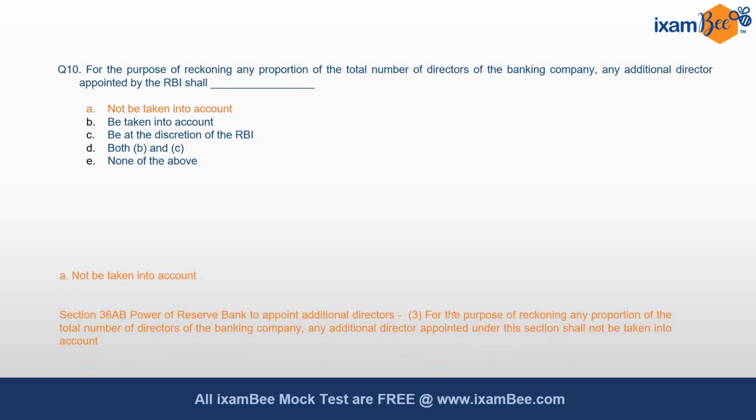So basically जो भी additional director appoint करेगी RBI as per the powers which have been vested to the RBI under section 36AB, so उस additional director को consider नहीं किया जाएगा for the purpose of reckoning the proportion of जो भी total number of directors है उस banking company में, उसके लिए उस additional director को count नहीं किया जाएगा, account में नहीं लिया जाएगा, will not be taken into consideration. Provision is under section 36AB.